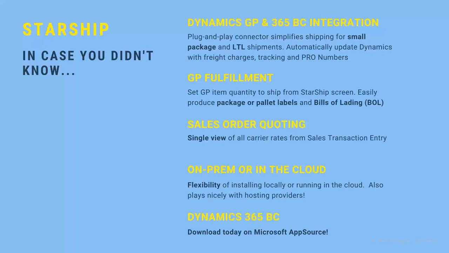There's a light fulfillment module available for GP in order to change the quantities of product that you're going to invoice. That can be done right from the Starship screen. We also have integration to some popular WMS products like HighJump's Collect for GP, as well as Panatrack.